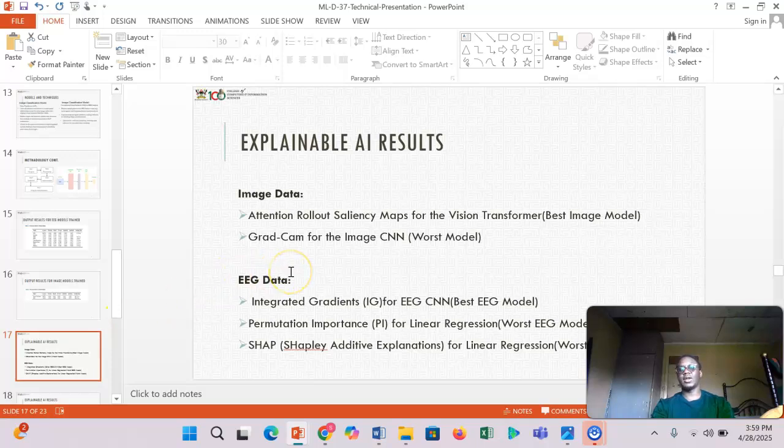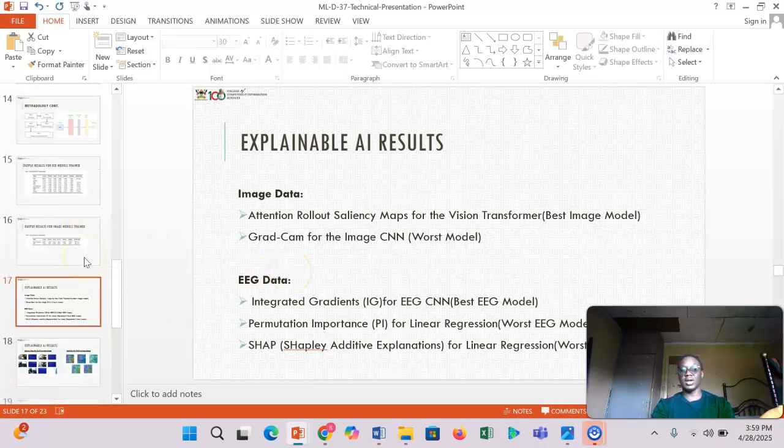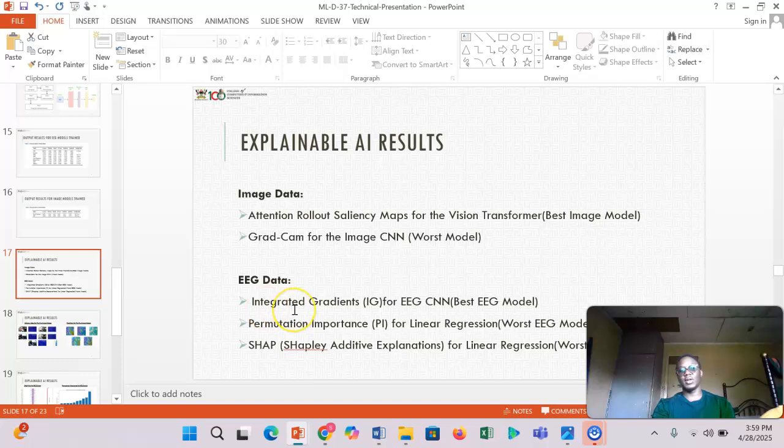So we did explainable AI, which we also described in a previous video. But to recap a little bit, we tried to do one for each of the best models and the worst models in each respective kind of data. We had the attention rollout saliency map for the vision transformer, which was the best, and then Grad-CAM for our images to better describe which of those areas our vision models concentrated on when they were making their decisions in the prediction process.